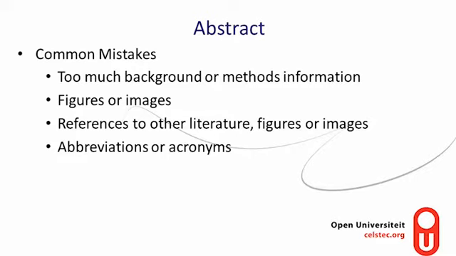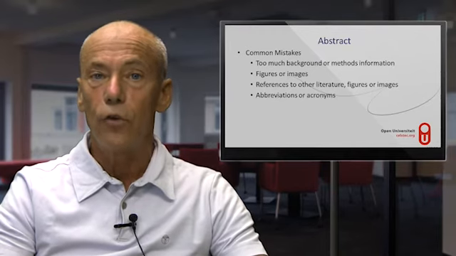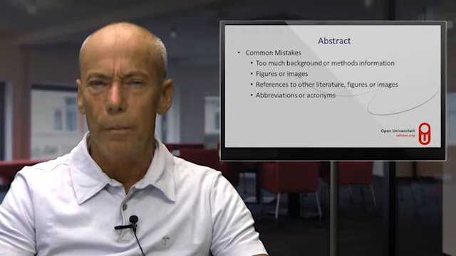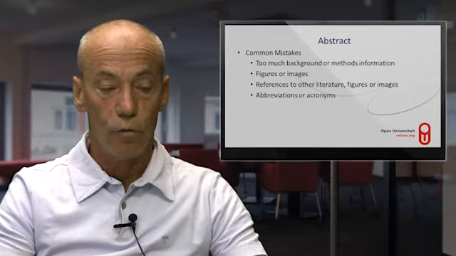Now, what are the common mistakes that one makes when writing an abstract? The first is they try to give too much background or too much information about the methods. You have a whole theoretical introduction to an article to do it. The most important thing here is the basis. What is your major starting point premise for doing your research?